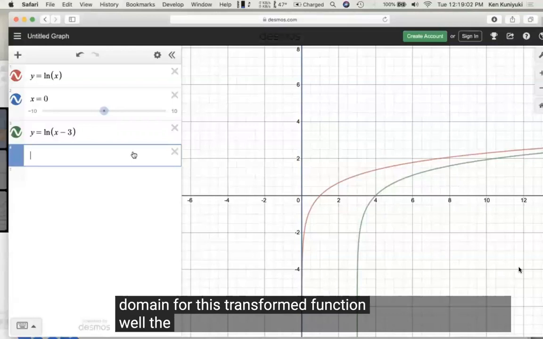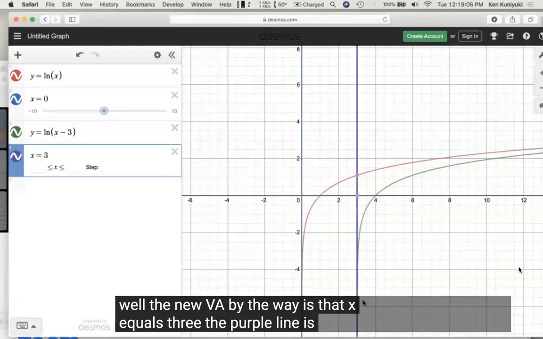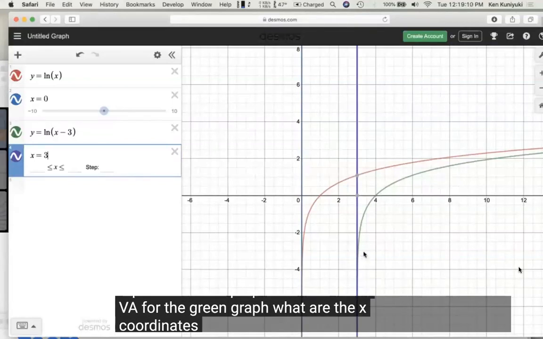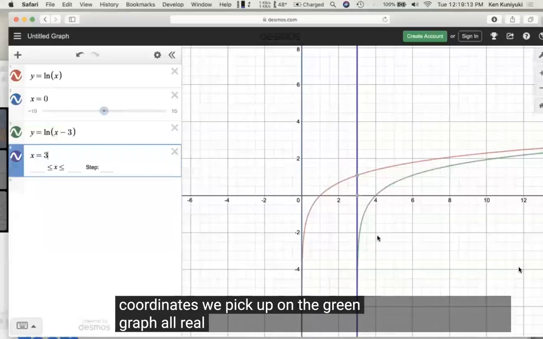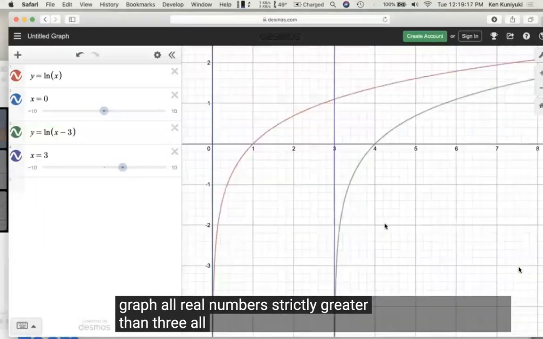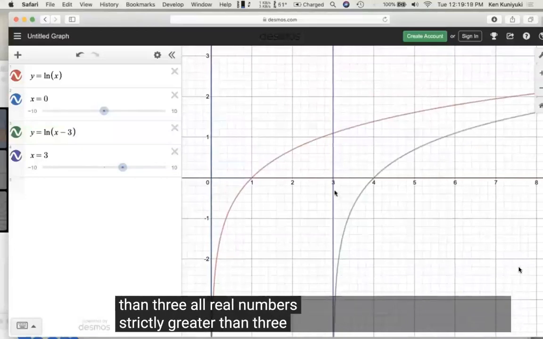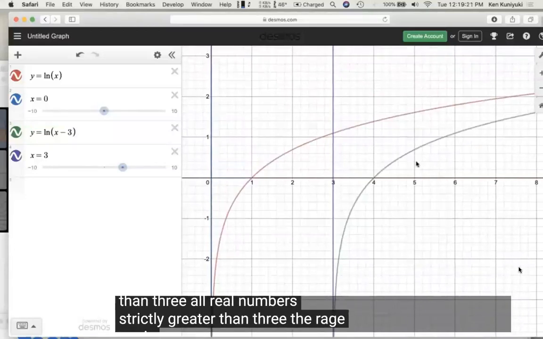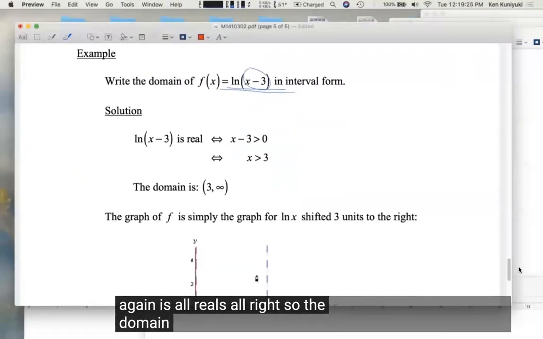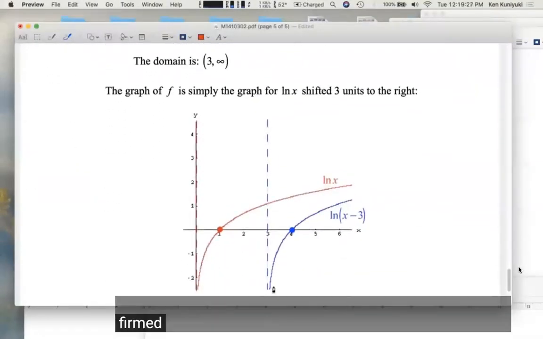Well, the new VA, by the way, is at x equals 3. The purple line is the new VA for the green graph. What are the x coordinates we pick up on the green graph? All real numbers strictly greater than 3. The range, again, is all reals. All right, so the domain, we've confirmed it.